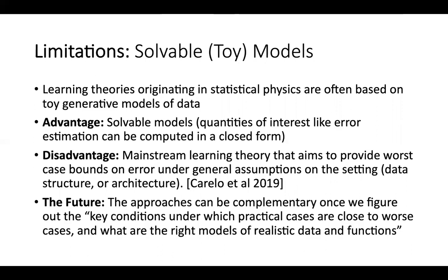Mapping this to the machine learning domain, it's possible to, for example, describe and formulate, let's say, error estimation, but the disadvantage is that mainstream learning theory in computing actually deals with worst case bounds. So an ideal scenario would be if these two approaches could be combined, if there's a way to make them complementary.